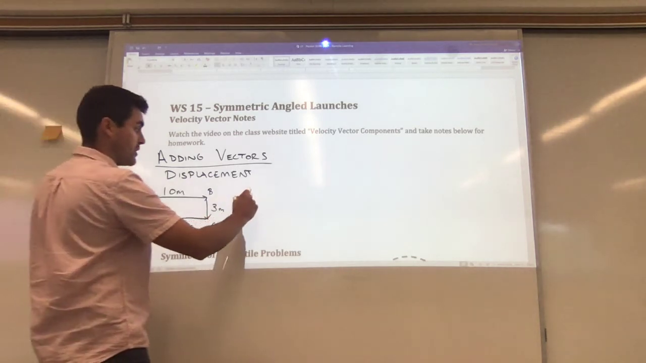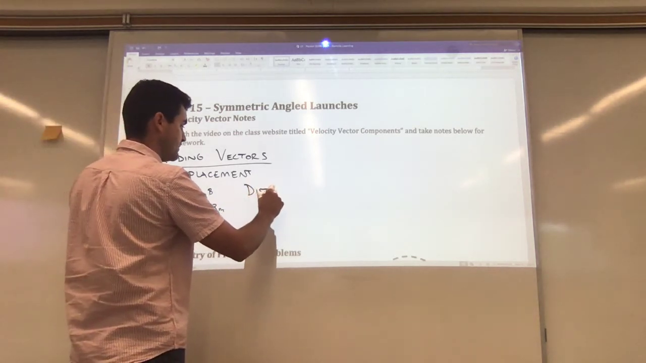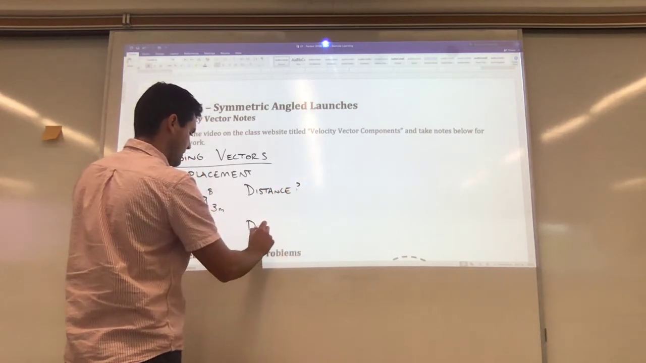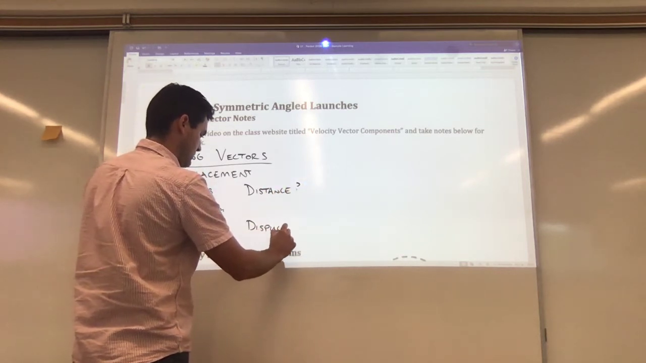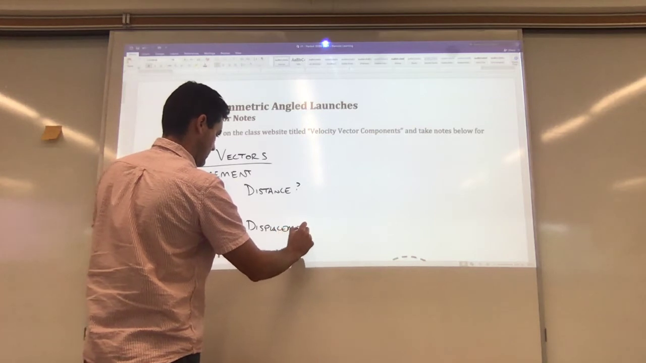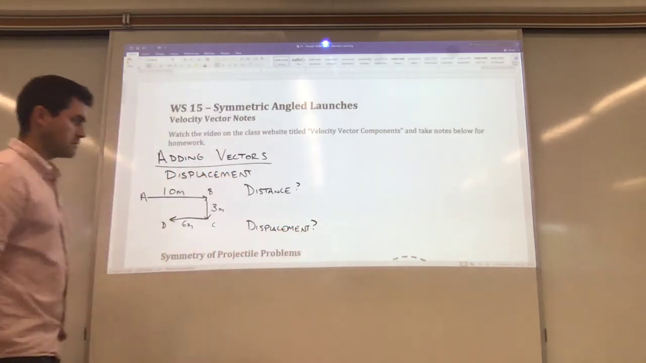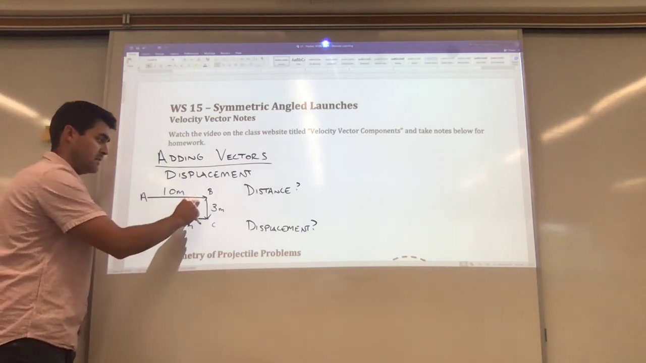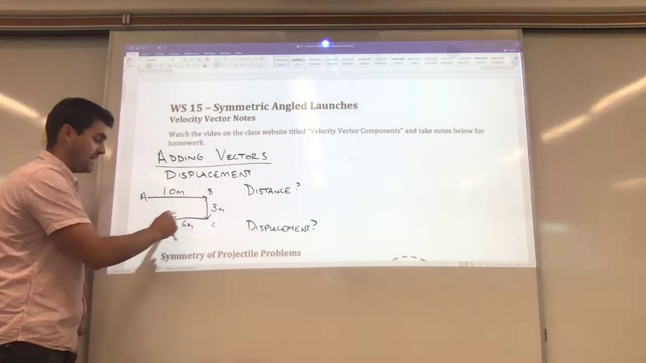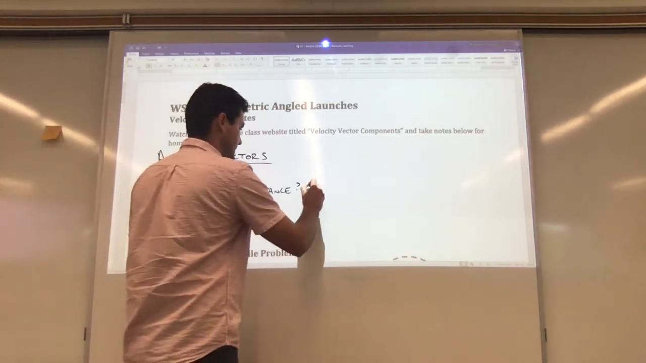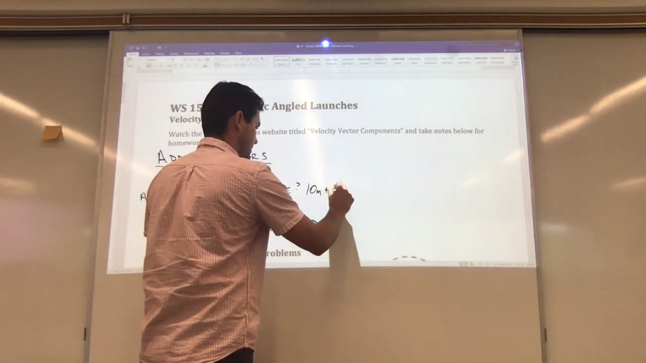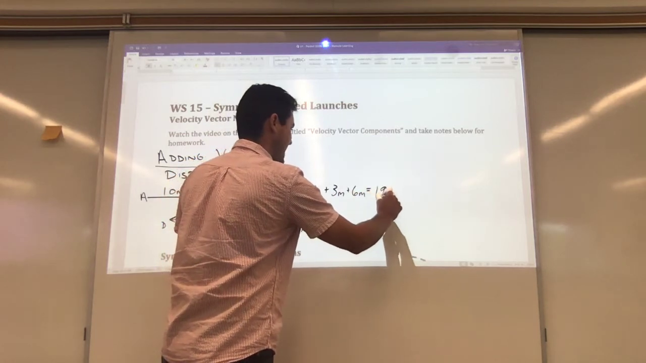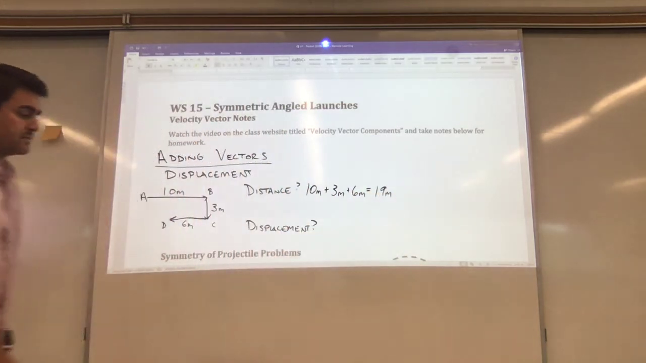And I ask the same questions. What's the distance traveled? And what's the displacement? Again, the distance is the path I traveled. I went 10, and then 3 meters, and then 6 meters. My distance is 10 meters, plus 3 meters, plus 6 meters. It's a total of 19 meters traveled.